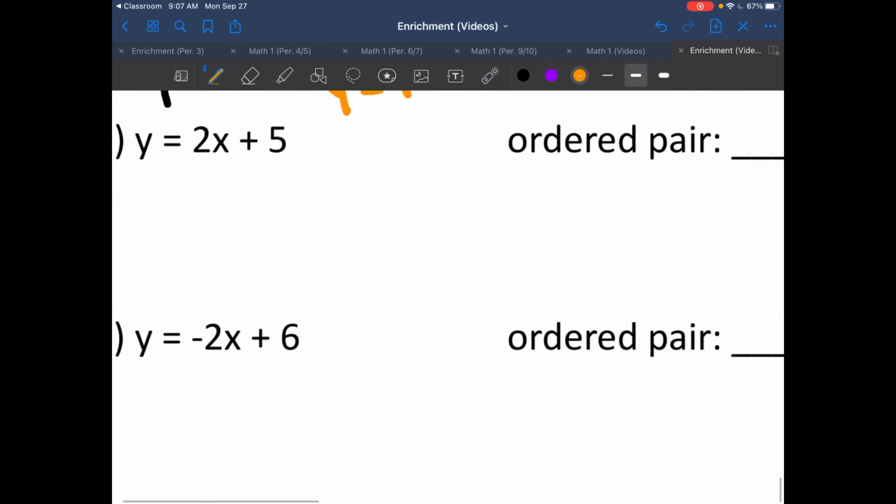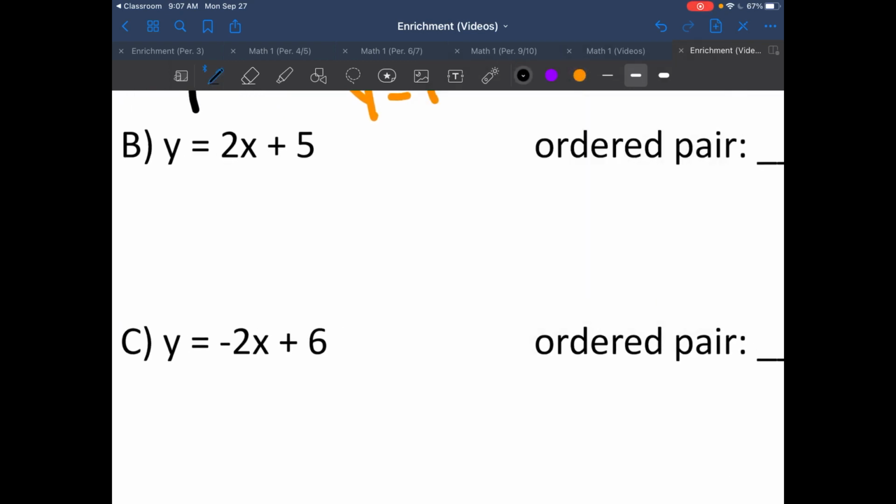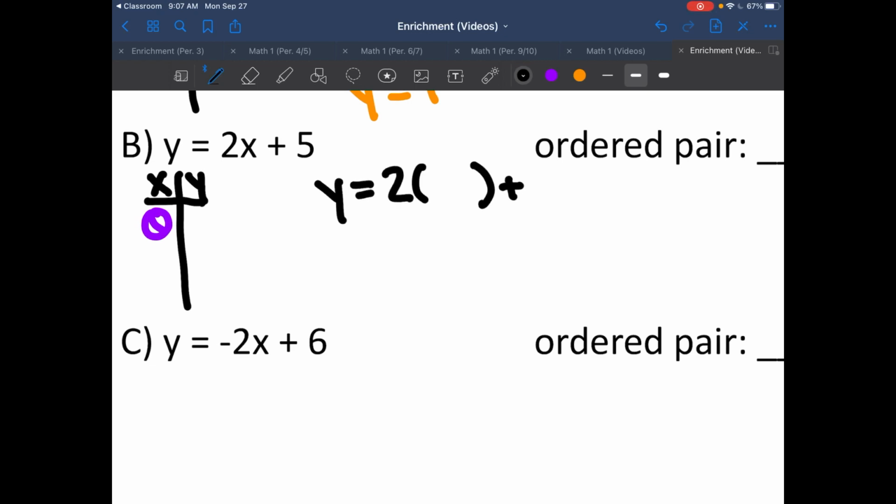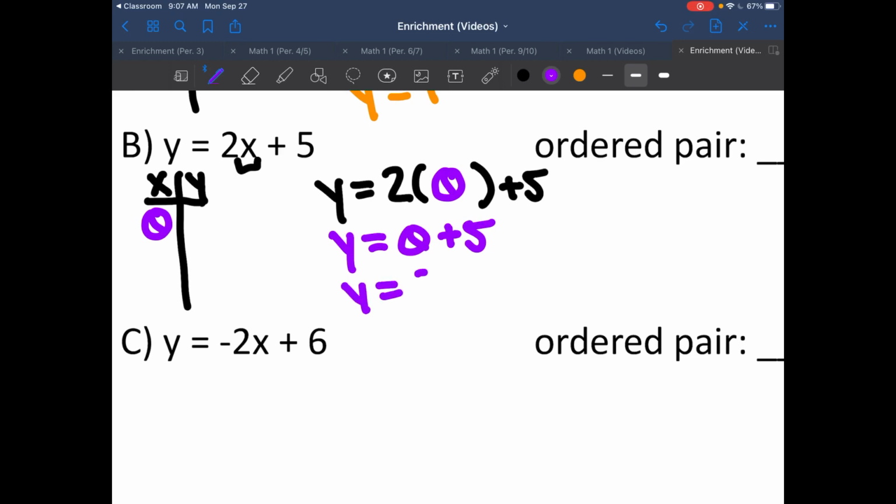Now let's look at the next one, B. So we have y equals 2x plus 5. I'm going to make an x and a y on my table. We're trying to figure out when x is 0, what's its y value. So we have y equals 2 parentheses plus 5, because again, I'm using that parentheses to get rid of this x. And I'm going to plug in that 0 for the x, right? 2 times 0 is 0, so we have y equals 0 plus 5. 0 plus 5 is 5, so my y value is just a 5.